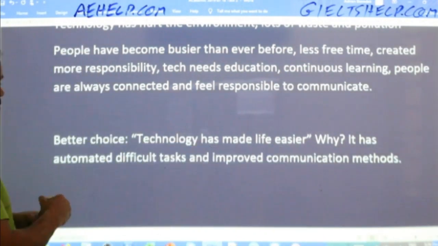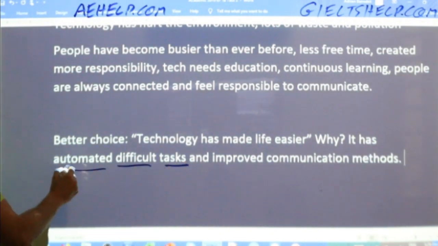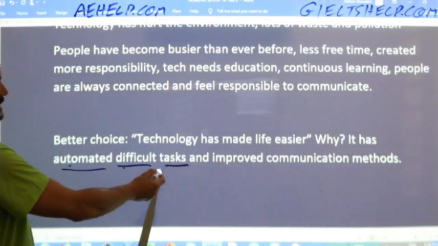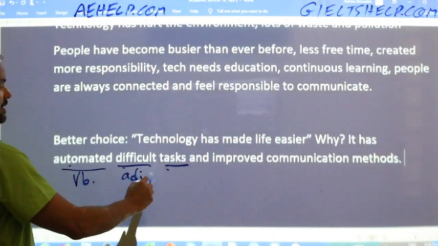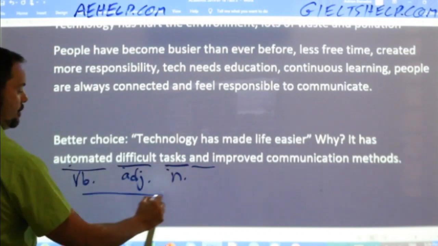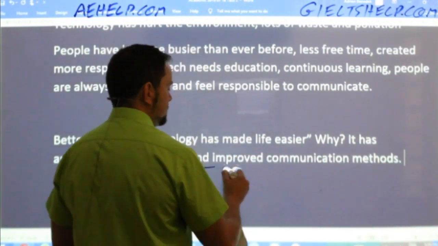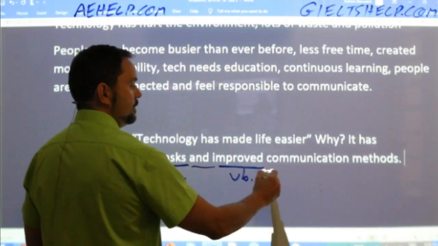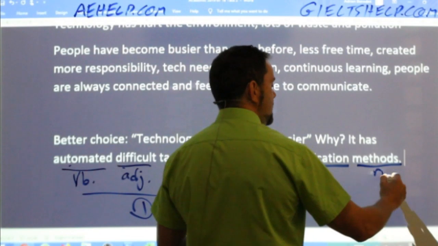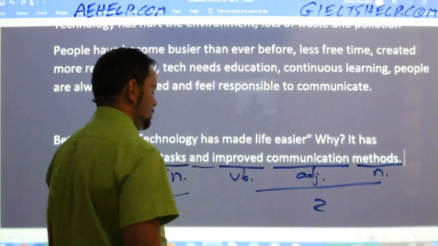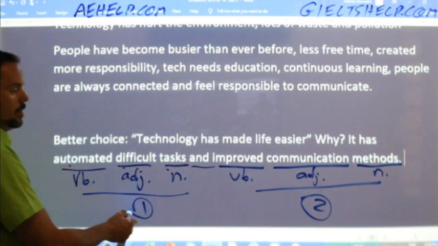Okay, it has automated difficult tasks. Okay, automate verb, difficult adjective, tasks noun, right? Verb, adjective, noun. Point number 1. Okay, improved communication methods. Improved verb, communication adjective, methods noun. Point number 2. Okay? So, this is my point 1. This is my point 2.